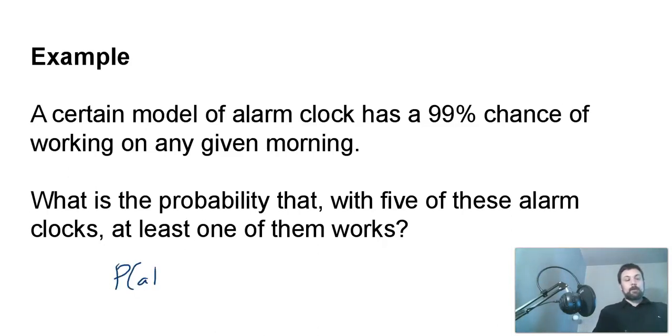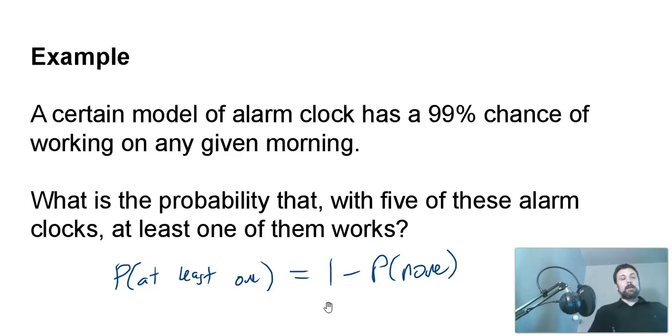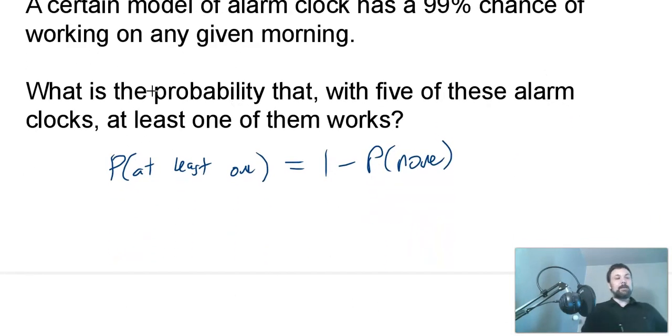Right. So the probability of at least one alarm clock working out of the 5 is going to equal 1 minus the probability that none of the alarm clocks work. Now I want to save myself some writing here, which is adding to the runtime of this video. It's the same idea as before. The probability that none of them work is the probability that the first one doesn't work, and then the second one doesn't work, and then the third one doesn't work. It's the multiplication rule, and we're going to multiply 0.01 together 5 times, right?